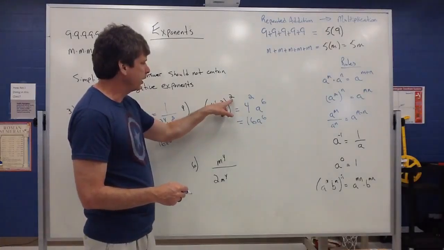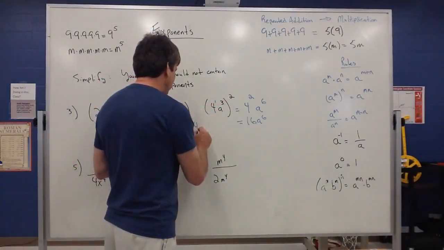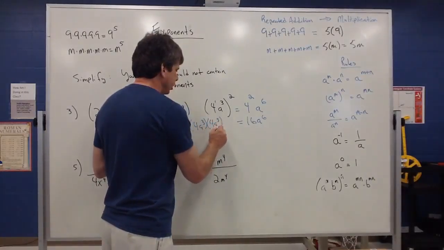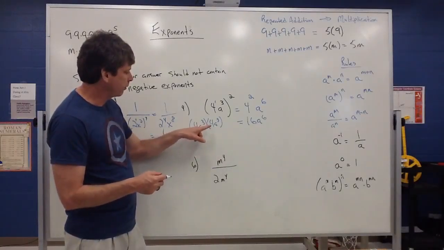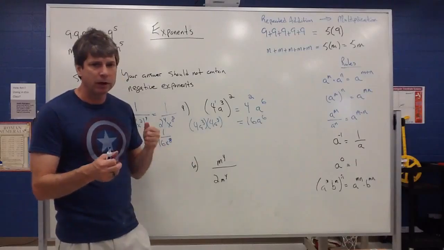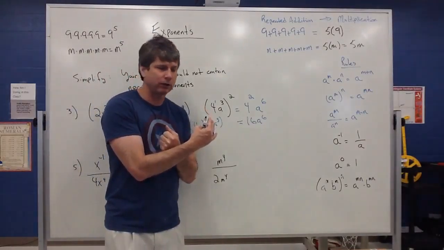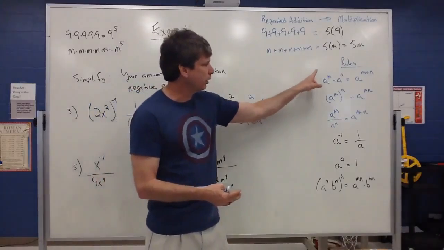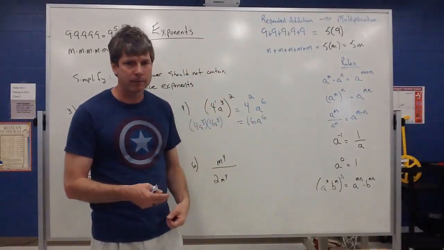Now remember, that 2 means there's 2 of these. I could change that to 4a cubed times 4a cubed. I could follow it that way. And since this is all multiplication, I can pick up on that 4 times 4 is 16. And a cubed times a cubed, that's 6 a's multiplied together, and therefore that's a to the 6th. But if I want to take advantage of shortcuts, I'm allowed to bring this power through and get my answer that way.